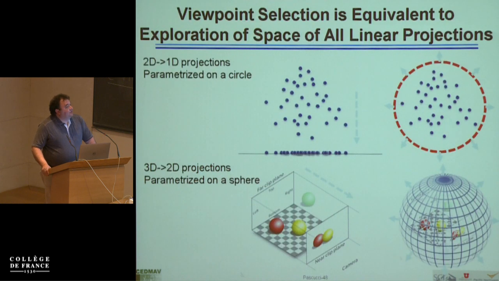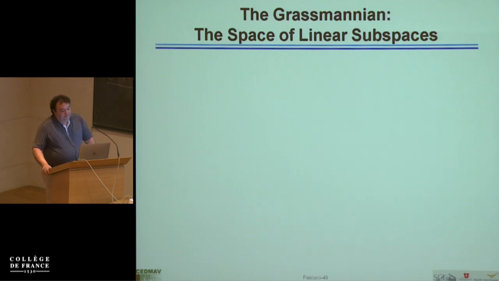So this is just to give an idea. If I'm projecting from 2D to 1D, like in the top side, I could parameterize all my viewpoints just on a circle. If I'm looking at things from 3D to 2D, I can parameterize things from all the directions on a sphere, modulo the opposite direction, since if you don't order things, they are actually identified with each other.